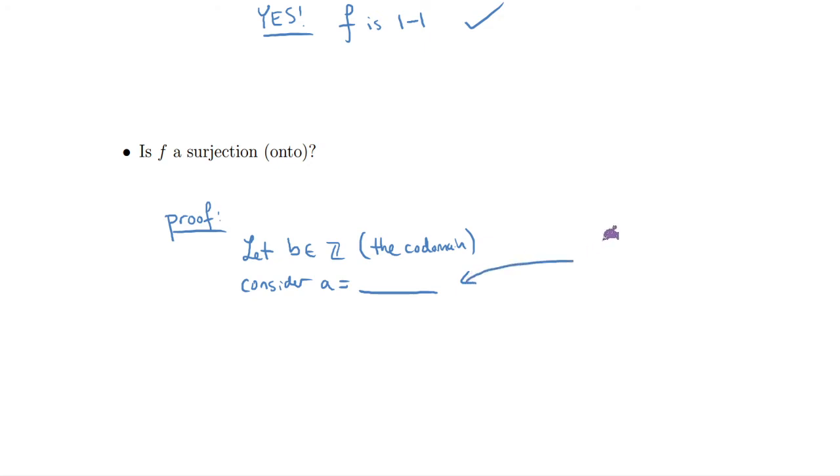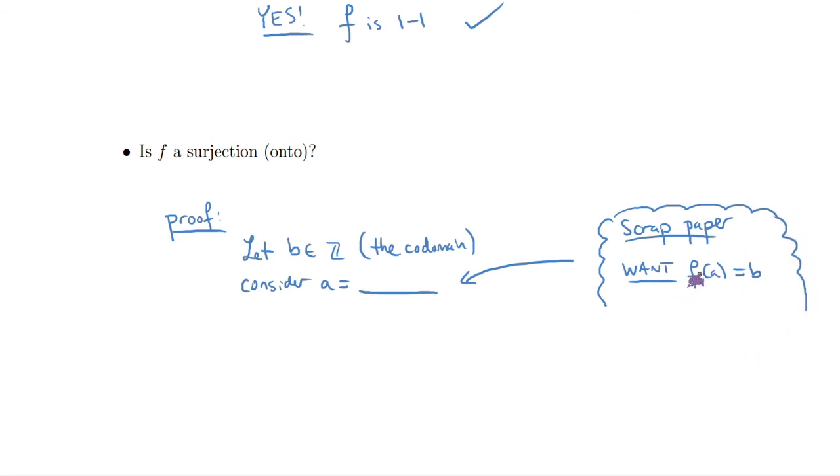So what is this? We go over here to some scrap paper. And what do we want? We want f of A to be equal to B. Because if I satisfy that condition, then I will have shown that if you give me something in the codomain, there's something in the domain that gets mapped to it. This is what we want. Well, what is f of A? f of A would be A cubed, right? I'm trying to solve for A here. I can solve for A by taking the cube root of both sides of this. So A would be the cube root of B.